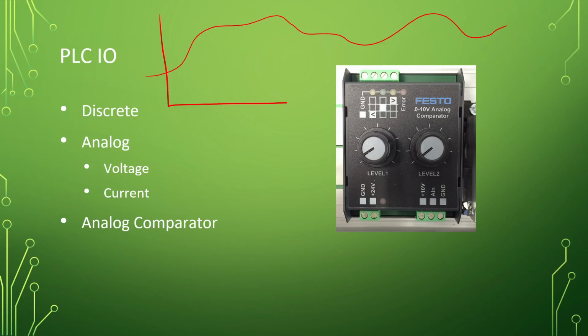Most of these analog sensors are going to have a little bit of smarts to them, which means we're going to have 3 wires. You're going to have a positive, a negative, and a signal. So the sensor itself is going to be powered.